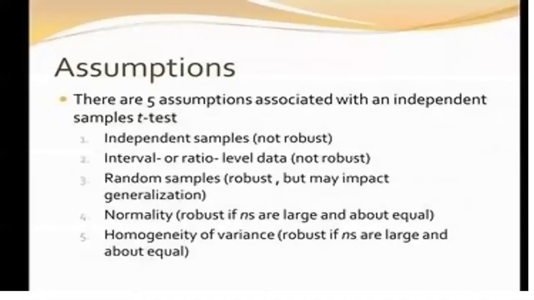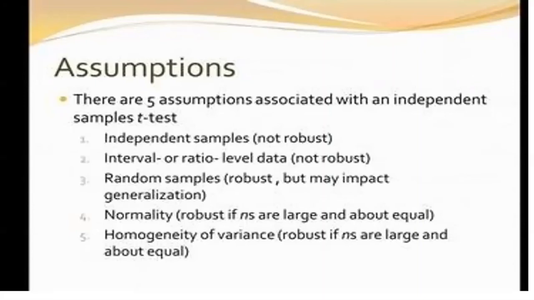So here are some assumptions, five assumptions associated with the independent sample t-test. Let's see them. Independent sample: the samples should be independent. Then interval or ratio level data is used. Then random sample, robust, but that may not impact the generalization. Then the fourth one is normality, robust if the samples are large and about equal.